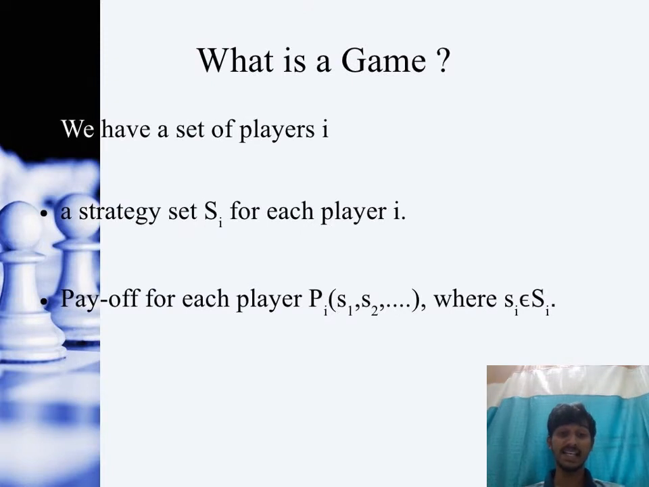So, what is a game? We have a set of players I, a strategy set Si for each player i, and then we have a payoff for each player, Pi of S1 and so on till Sn, where Si belongs to the capital Si, I mean the strategy set of each player.